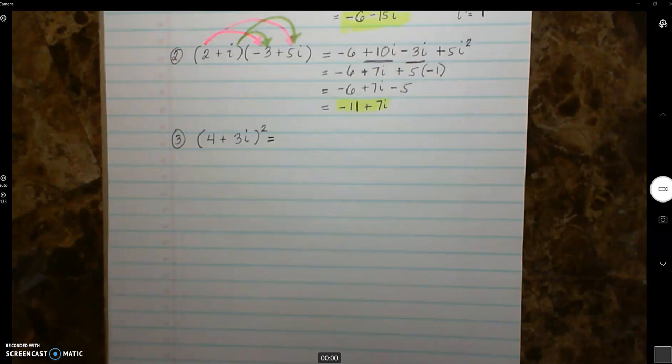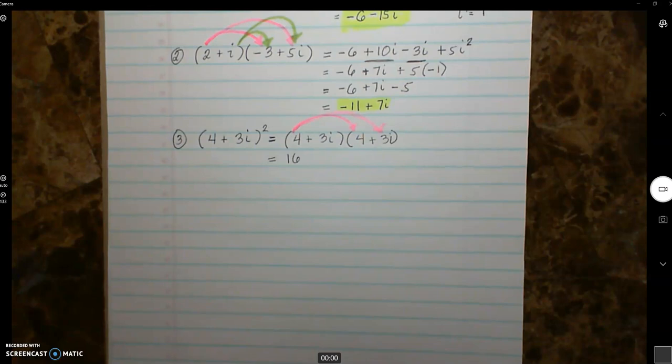Our next example is a binomial that's been squared. So how are you going to do this? You're going to expand it and you are going to do the same thing, distribution or FOIL. So after you expand it, you're going to distribute. So 4 times 4 is 16, and then 4 times 3i is 12i. Now that you're done with the 4 distributing it to these two terms, you're going to proceed to 3i and you will distribute it to both 4 and 3i. So 3i times 4 is 12i, then 3i times 3i is 9i squared.